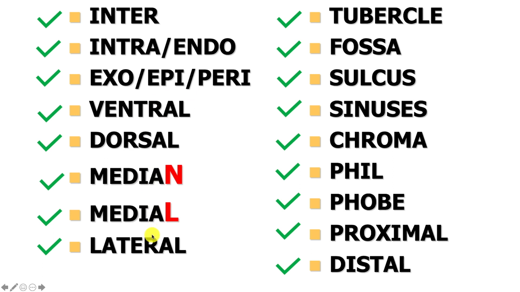Median, medial and lateral. So median is on the midline, medial is towards the midline, lateral is away from the midline. Tubercle basically means elevation. Fossa is going to be a depression.